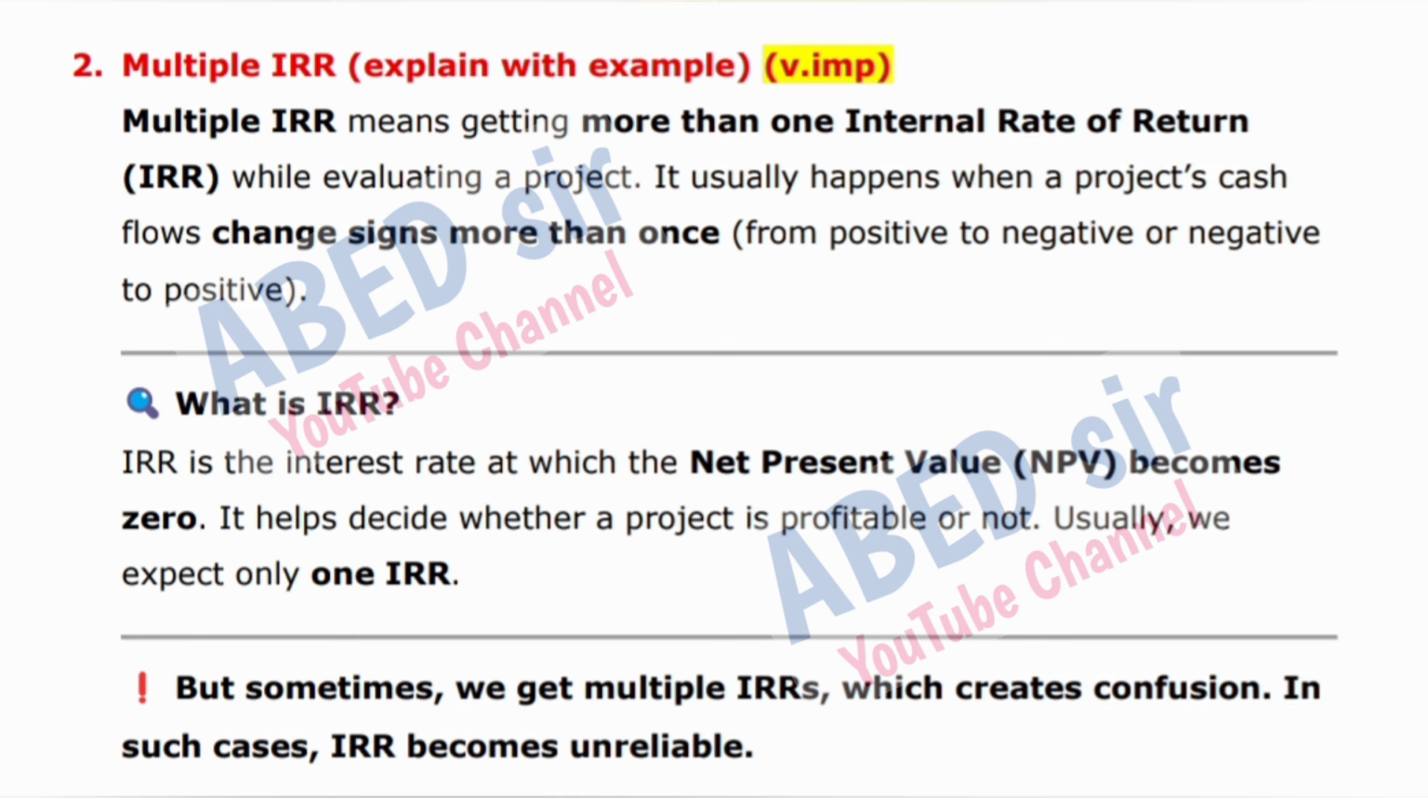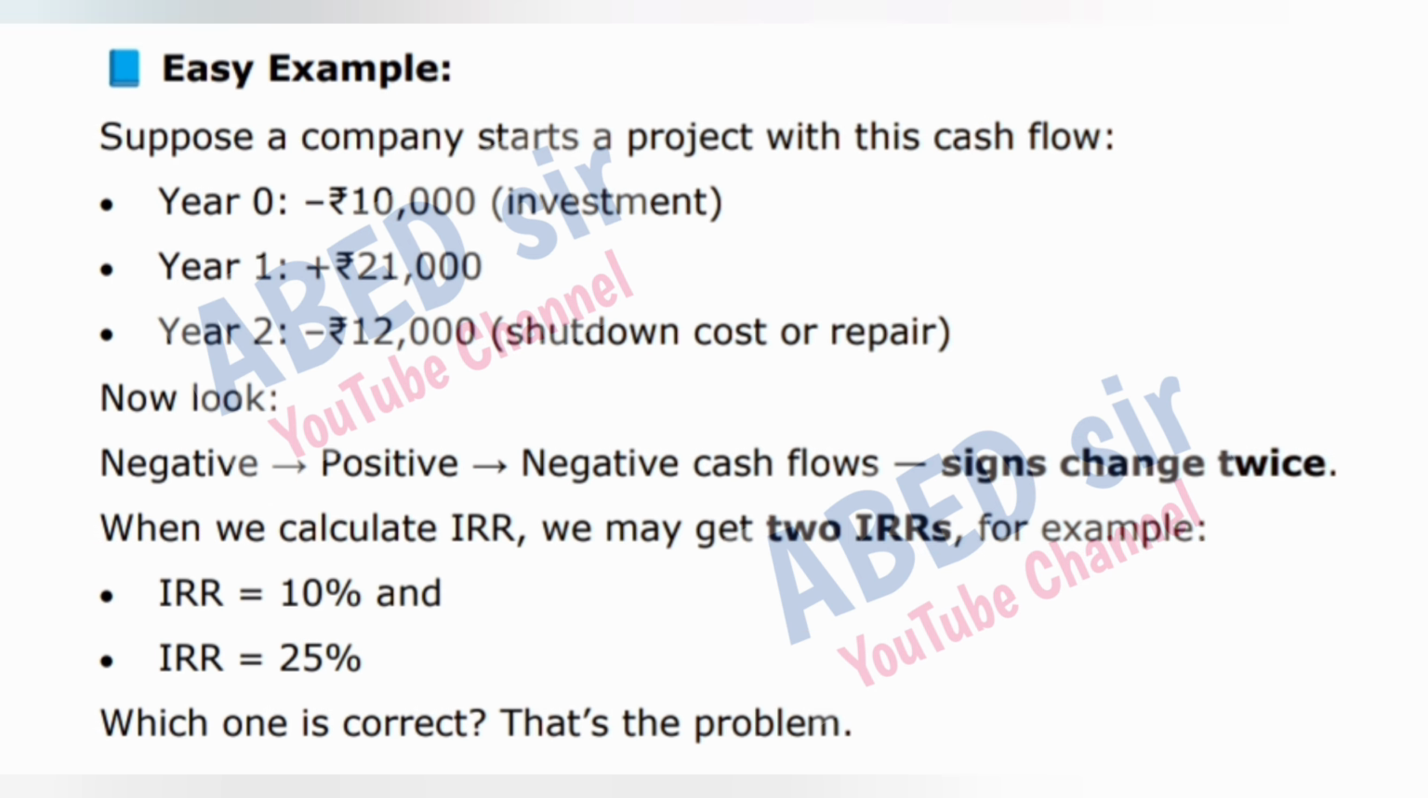Usually, we expect only one IRR. But sometimes, we get multiple IRRs, which creates confusion. In such cases, IRR becomes unreliable. Easy example. Suppose a company starts a project with this cash flow. Year 0, minus 10,000 investment. Year 1, plus 21,000. Year 2, minus 12,000 shutdown cost or repair.